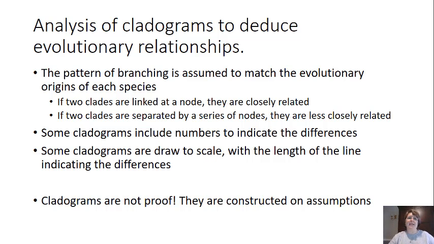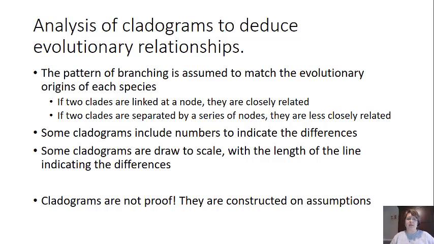All right, so we can analyze cladograms to deduce evolutionary relationships. So the pattern of the branching is assumed to match the evolutionary origins of each species. If two clades are linked at a node, then they're closely related. If two clades are separated by a series of nodes, then they are less closely related. Some cladograms will include numbers to actually indicate the specific number of differences. So there'll be a number at the node or along the branch point of the different species. And some cladograms are even drawn to scale with the length of the line indicating the size of the difference.